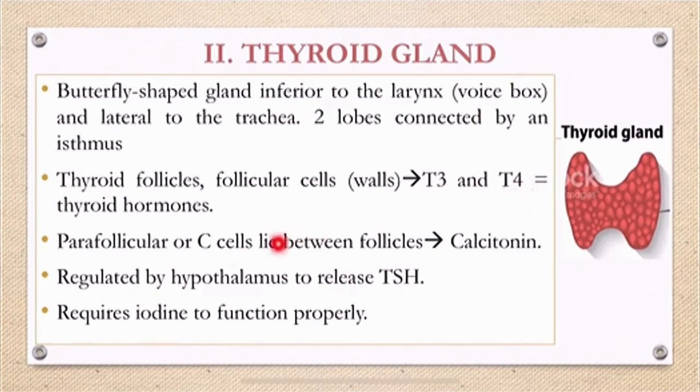Your parafollicular or C cells that lie between the follicles release the hormone calcitonin. Your thyroid gland is regulated by the hypothalamus that will release your thyrotropin-releasing hormone that will stimulate the anterior pituitary gland to release the thyroid-stimulating hormone. The thyroid-stimulating hormone will stimulate your thyroid gland to release the T3 and T4 hormones. Proper amounts of iodine cause the thyroid gland to effectively produce its hormones and to function properly.